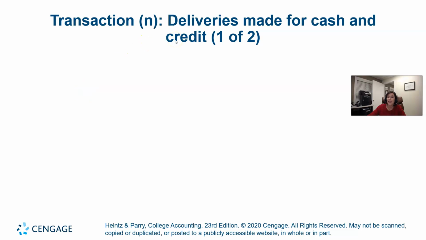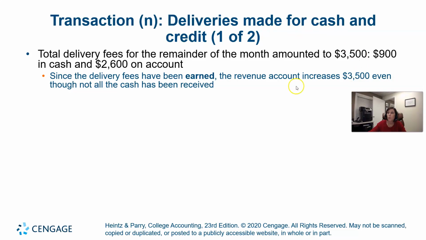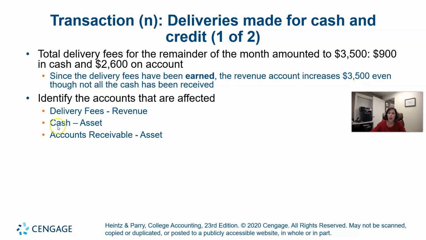So now we've got deliveries that are made on cash and credit. Remember that before we did deliveries where they were all in cash and deliveries all on credit. This time we've got a mix. So as you can probably guess, we're going to have more than two accounts impacted by this transaction. So we're going to record all of the delivery fees, whether or not we're paid for them. So we're going to have our delivery fees account that is impacted, and then we've got cash, and we've got accounts receivable. People owe us, so it's a receivable.